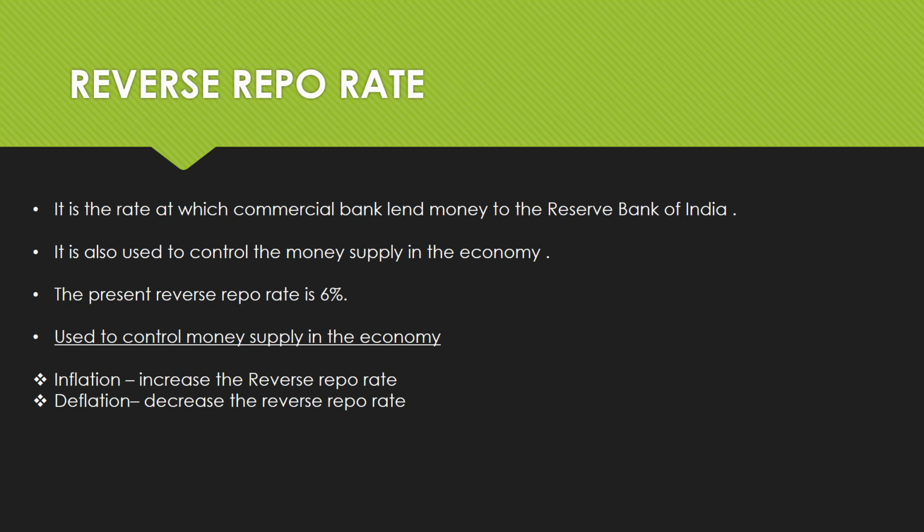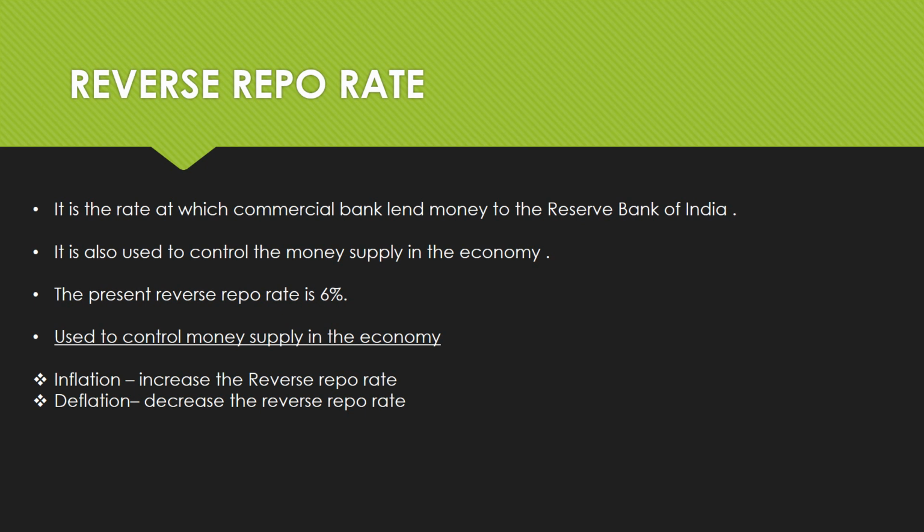So how do they control? If there is inflation in the economy, the Reserve Bank of India increases the reverse repo rate, which attracts the commercial banks to provide loans to the Reserve Bank of India. Thus, if the commercial banks give loans to the Reserve Bank of India, then the money with the commercial banks reduces. Thus, they can give less loan to the customers, right, to the public. This way, the money supply in the economy reduces.